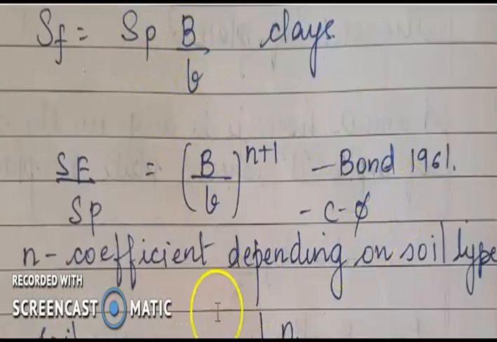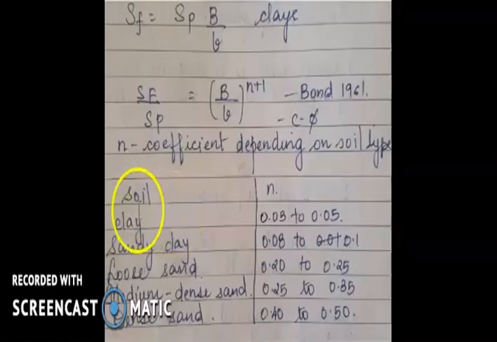And for c-phi soils, there is a relation given in 1961 by Bond, that is SF, where F is in suffix, upon SP is equal to (capital B upon small b) raised to n plus 1. Now what is this n? N is a coefficient that depends on the type of soil. For clay soil, this n value will go between 0.03 to 0.05. For sandy clay, it will be 0.08 to 0.1. For loose sands, it will be 0.2 to 0.25. For medium dense sand, it will be 0.25 to 0.35. And for dense sand, it will be 0.4 to 0.5.